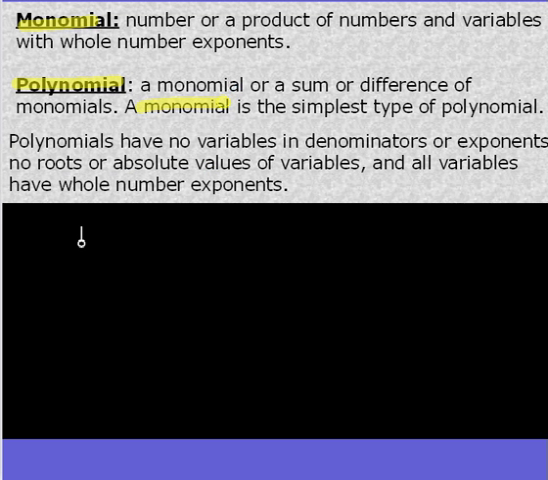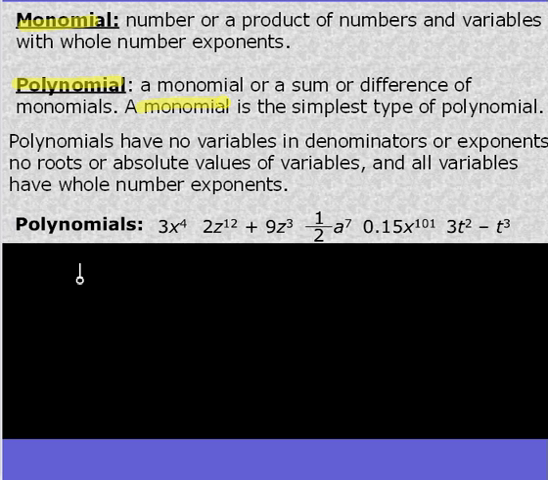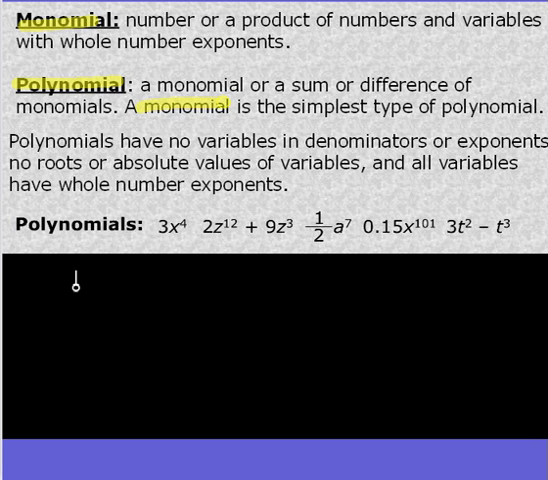Polynomials have no variables in the denominator or exponents, no roots or absolute values of variables, and all variables have whole number exponents. So let's look at examples of things that are all polynomials. Here we have a variable to an exponent, but the exponent itself is not a variable. Here we have two monomials added together. Here we have a variable again that has an exponent, a variable with an exponent, and then a difference of two monomials with exponents. Those are all proper polynomials.